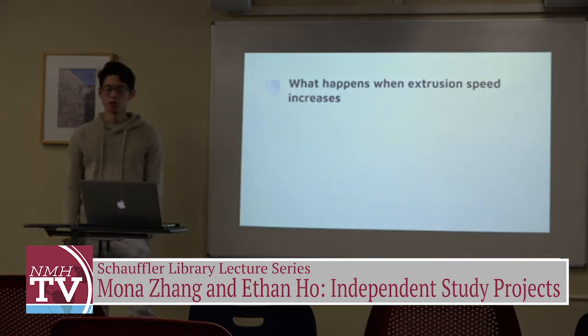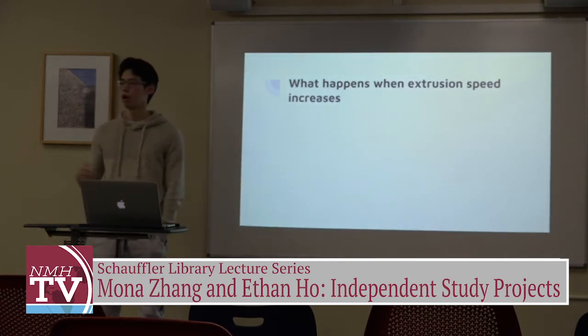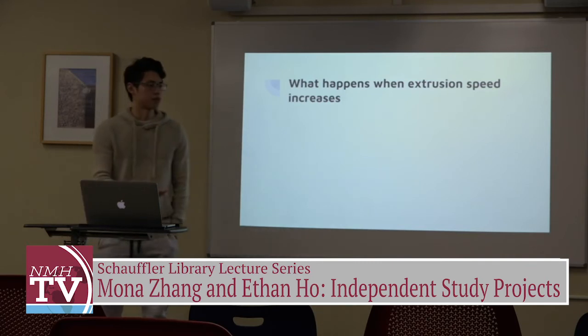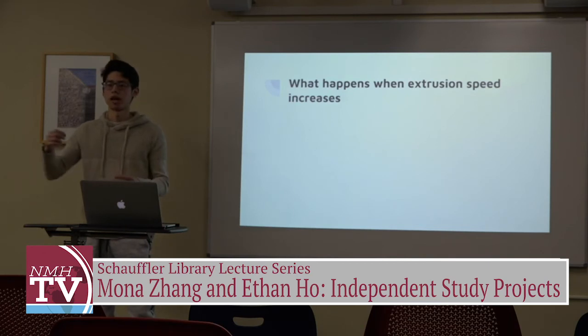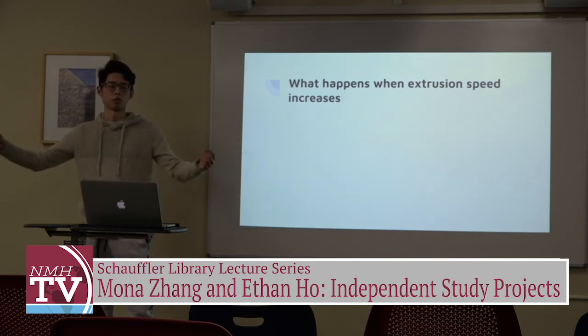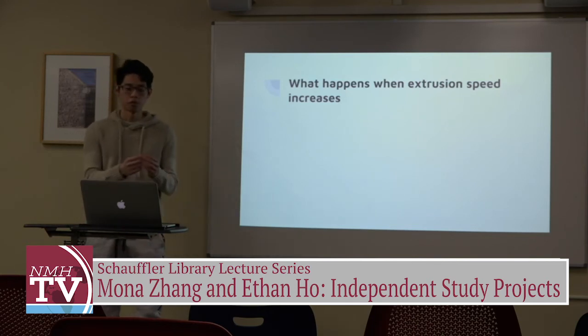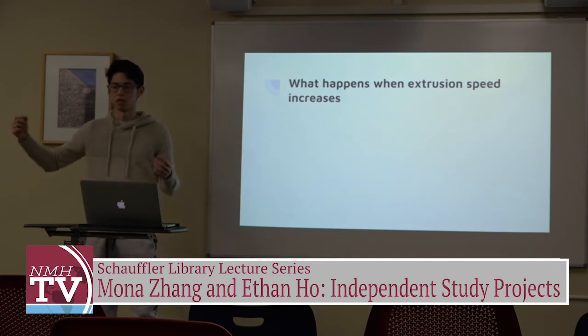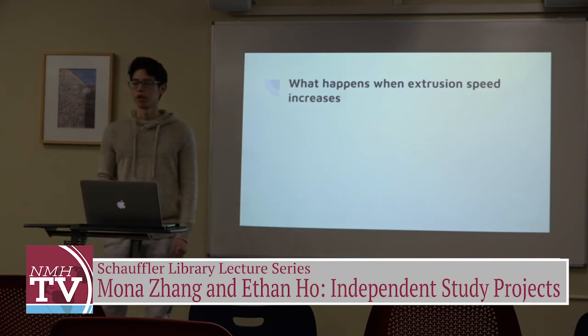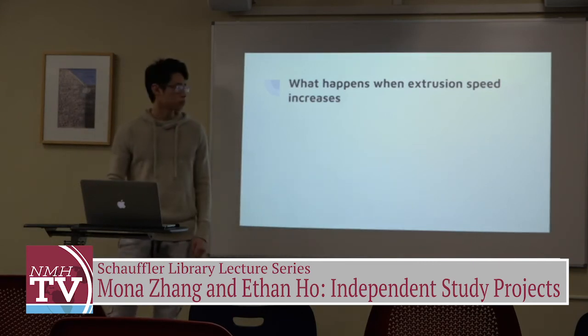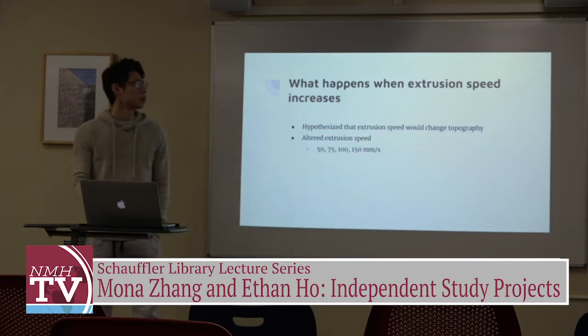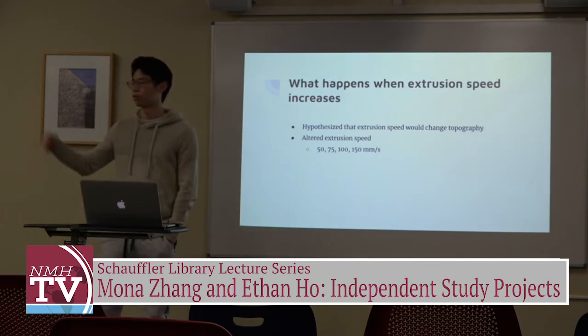And so what happens when you extrude these polymers at a higher speed? It's back to the spaghetti analogy. When you slowly pull the strand of spaghetti out, you might be able to pull the whole ball out into its original long form of spaghetti. But if you pull it at a really fast speed, it's really easy for the spaghetti to break. And that's the same thing for extruding these polymers out of the 3D printer.